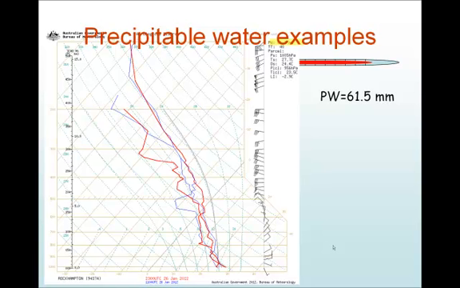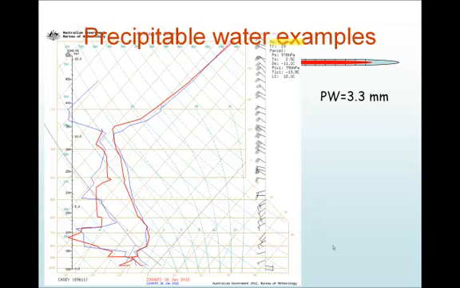So here's a trace from Rockhampton in Queensland, and you can see the precipitable water value is 61.5 millimetres. Now the trace, both the temperature and the dew point profile, are to the right of the SkewT-logP aerological diagram. So there are high values of the dew point temperature, and these correspond to large values of the mixing ratio, and therefore to large values of precipitable water. For example, if you look at the surface dew point temperature, it's about 25 degrees, which is very humid.